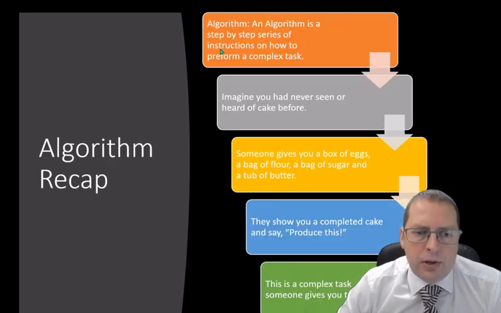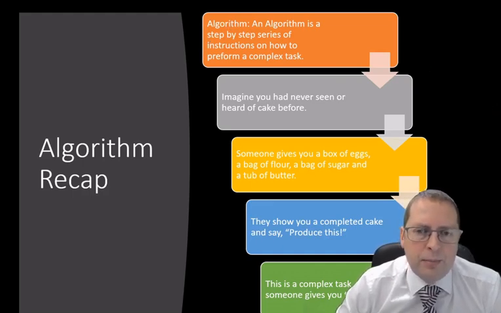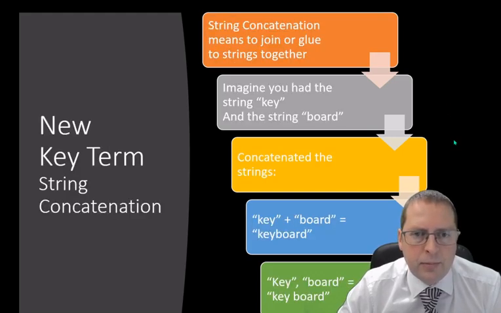So we've got our knowledge recap here. An algorithm is a step-by-step series of instructions on how to solve a problem or how to complete a complex task. And this is what we're recapping from last week. Our algorithm is like a recipe, a step-by-step series of instructions, a kind of method of how to do something.